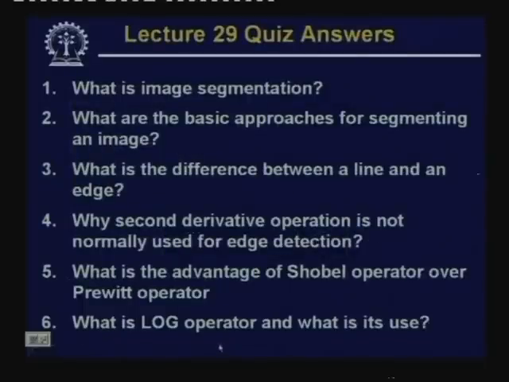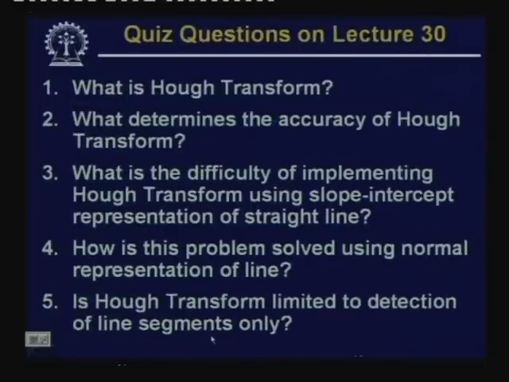So, with this we come to the end of our today's discussion, that is the global edge linking operation, where the global edge linking is done by using Hough transformation, and as we have said, this Hough transformation is nothing but a process of mapping from the spatial domain to the parameter space.